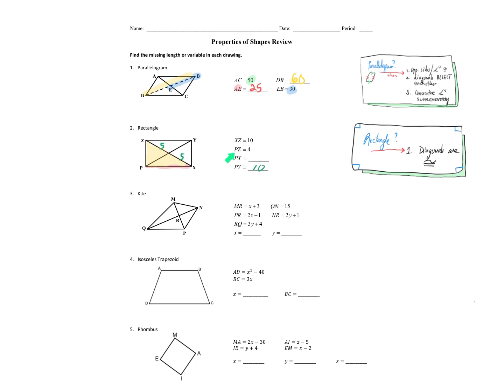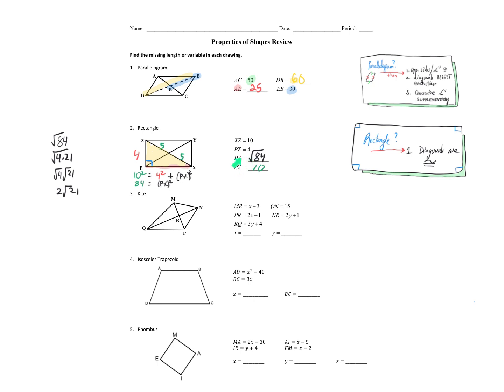Well, they told us that PZ is 4. Therefore, in this right triangle, we don't know what its angle measures are, but we know it's a right triangle. And we know that a squared plus b squared equals c squared. So the hypotenuse squared is equal to the sum of the squares of the legs 4 and PX. So 100 minus 16 is 84, and that equals PX squared. So when we take the square root of both sides, PX is the square root of 84.